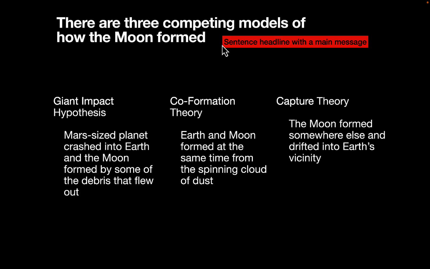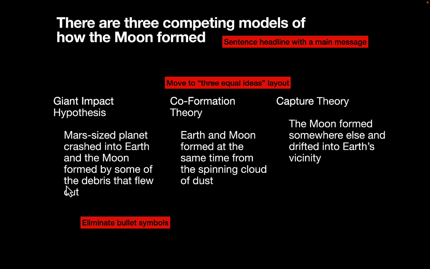And to do that, we want to make sure we have a sentence headline with a clear main message, bold, left justified at the top there. And then what we've done is we've taken our 3 different theories and we've put them on equal footing with each other at the same level. So we have this 3 equal ideas layout. The next thing that we did is we eliminated all the bullet symbols. They're just extra little dots that are in there that just visually distract from things. Now we have white space to mark the differences between our ideas.